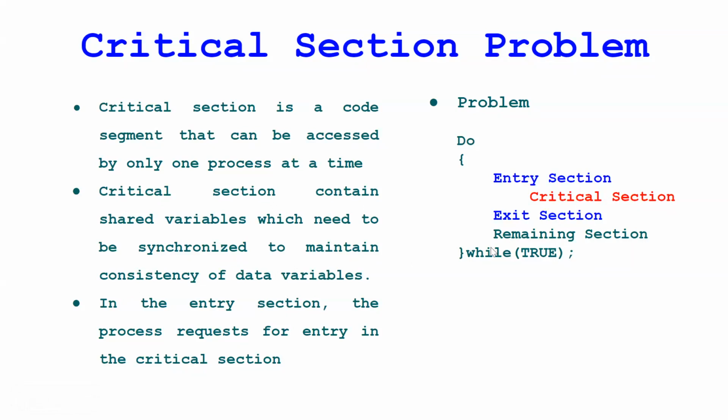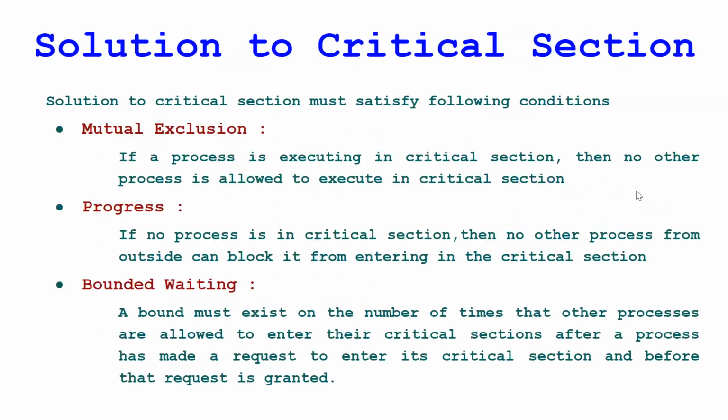And that same thing is written in the entry section. The process requests entry into the critical section. You can see here this entry section. That process first needs to execute this entry section. After execution of this entry section, then and only then will that process enter into the critical section. That is the thing here, right? So this is the solution to the critical section.